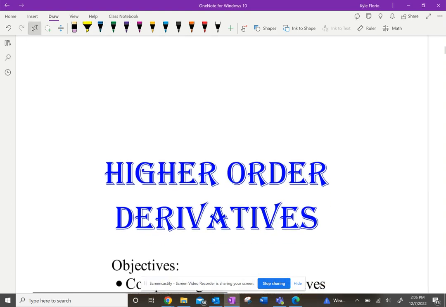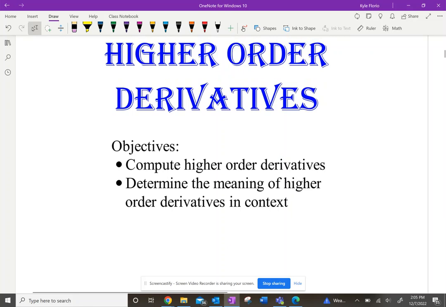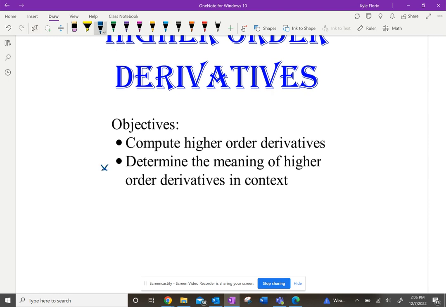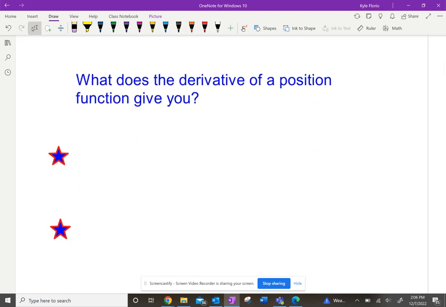Welcome back, Calculus. We're going to start higher order derivatives. This is going to be a short, sweet section. The objective is to compute higher order derivatives, whatever that means, and determine the meaning of higher order derivatives in context. That will come more throughout the year, but we'll talk briefly about the context of it. Right now, we're going to focus on the mechanics.